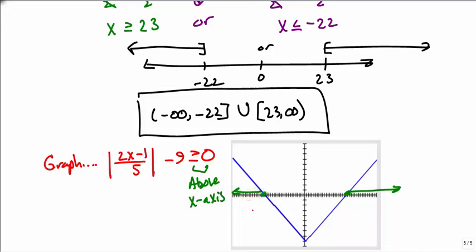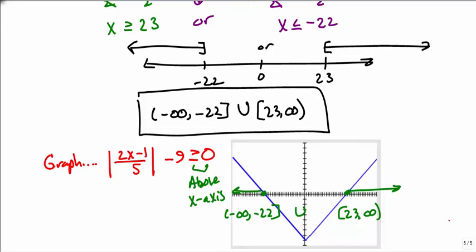negative infinity. So that would be negative infinity to whatever this point is, and we can see from up here it's negative 22, or you could use your table function. You could go under second table and then figure out where it crosses. So this is our negative infinity to negative 22. It's bracketed because I have an equal sign. Union starts up again at 23 and heads off toward infinity. So again, absolute value doesn't just graph very nicely with an inequality, but you can determine what those values are from looking at the graph.